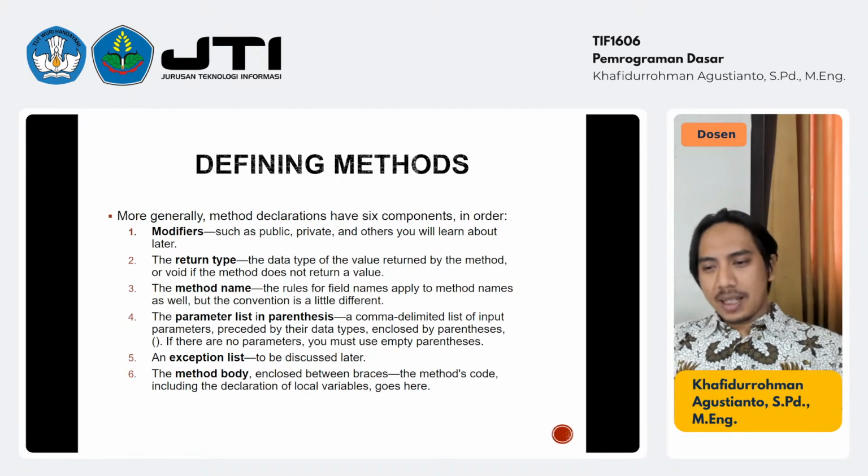Okay, the fifth is an exceptions list. It will be discussed later. The sixth is the method body, enclosed between braces. The method code, including declarations of local variables, goes here. That's all.